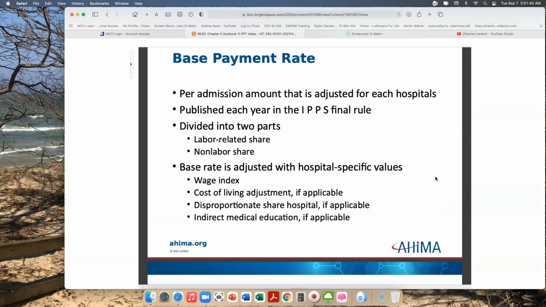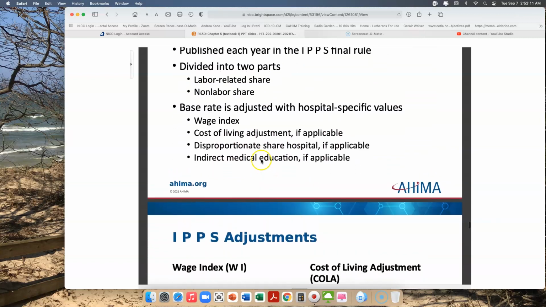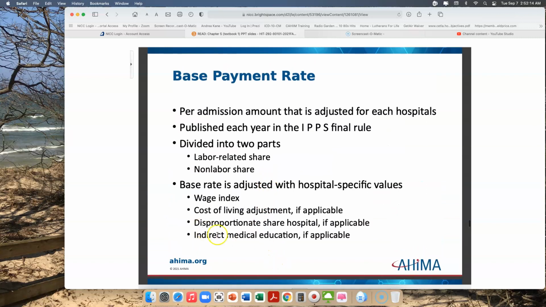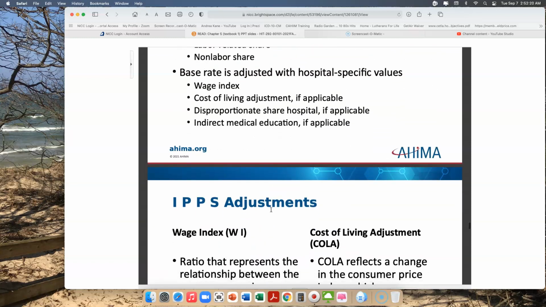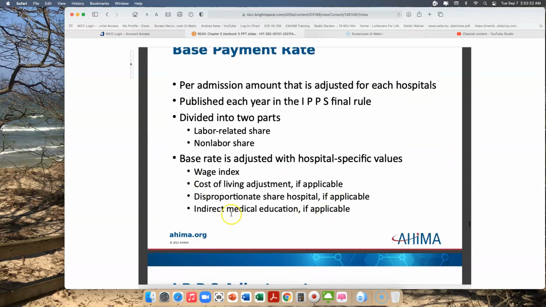Base payment rate, per admission amount that's adjusted for each hospital. It's published each year in the IPPS final rule, divided into 2 parts. That base payment rate includes labor-related share and non-labor share. The base rate is adjusted with hospital-specific values, including wage index, cost of living adjustment, disproportionate share hospital, which is also known as DSH, in case you're curious about that, and indirect medical education. If you are at a healthcare facility that does medical education, you may have all of these included in your base rate. It just depends on the facility. And the facility's CFO is notified what their base rate will be every year.